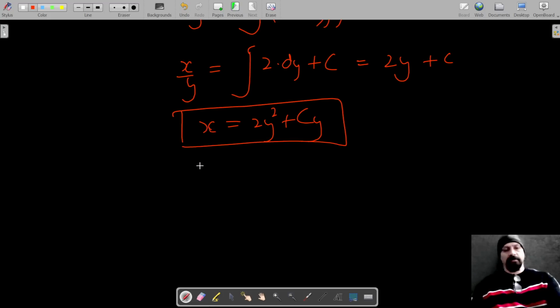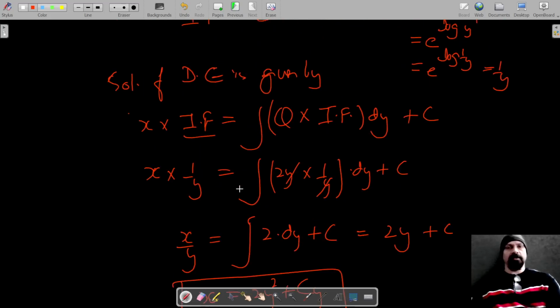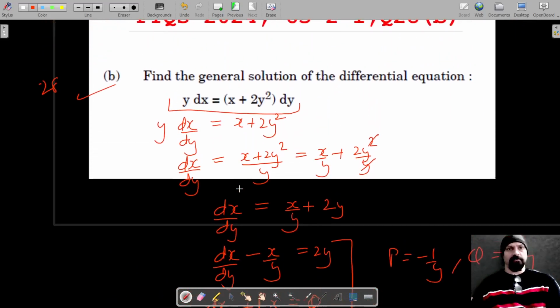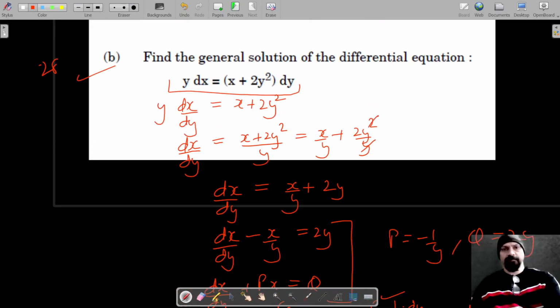So this is the solution: x is equal to 2y squared plus cy. Moving on to the next question, that is question number 29.